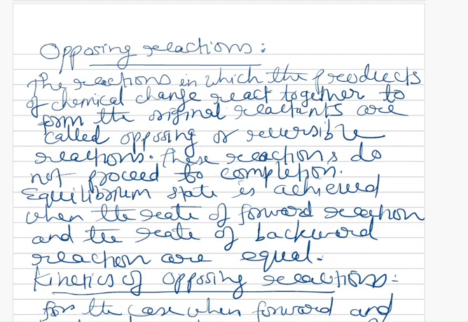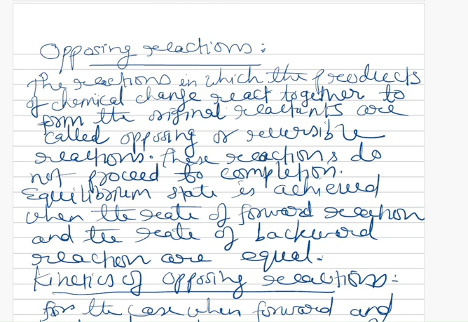Opposing reactions. These are also called the reversible reactions, and these are the reactions in which the products of the chemical change react together to form the original reactants, and these are called the opposing or the reversible reactions. These reactions do not proceed to completion because there is always an opposing reaction taking place.